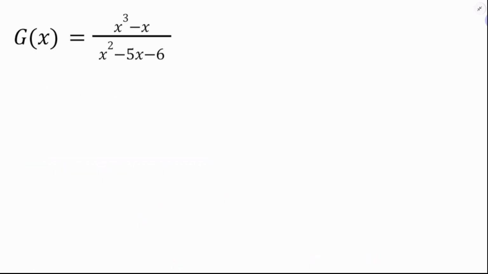And over here, I'm going to do the same thing. g of x equals x cubed minus x over x squared minus 5x minus 6. We're going to need to factor this one first before doing any canceling, because I have to be canceling factors that are multiplied. That's what a factor is, something that's multiplied together. So I'm going to factor out the x and be left with an x squared minus 1, which I'm realizing I could go a little bit farther on.